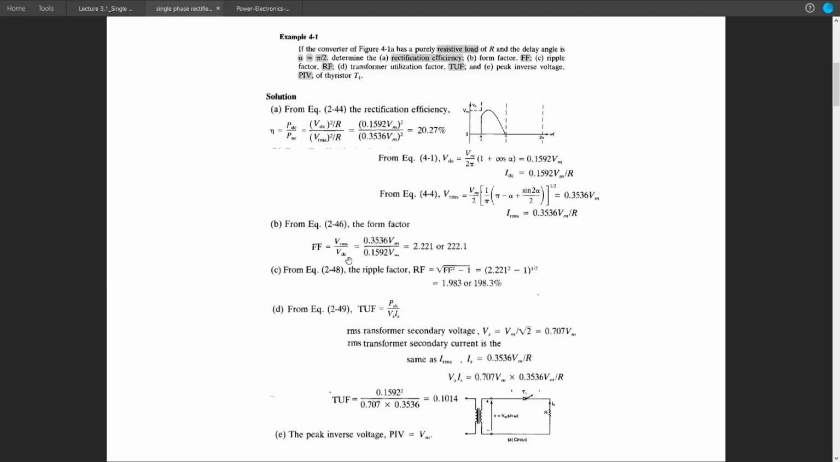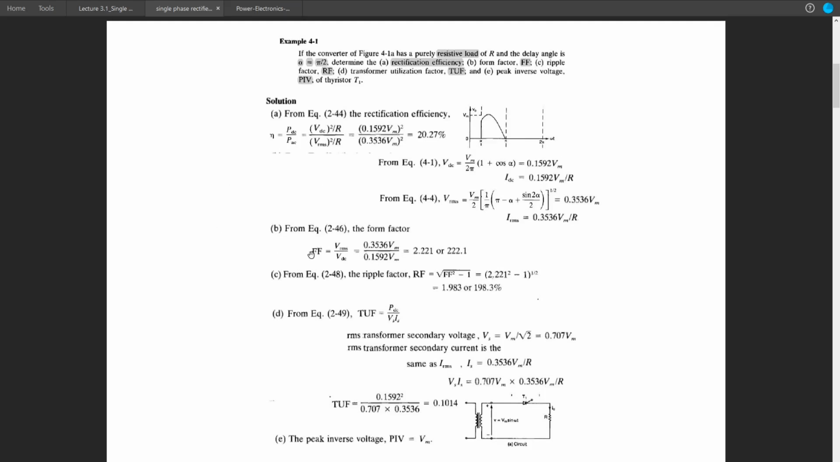Next, from equation 2-46, form factor equals VRMS by VDC. So it is essentially the ratio of AC voltage and DC voltage. If the rectification efficiency is higher, then the form factor will be lower.